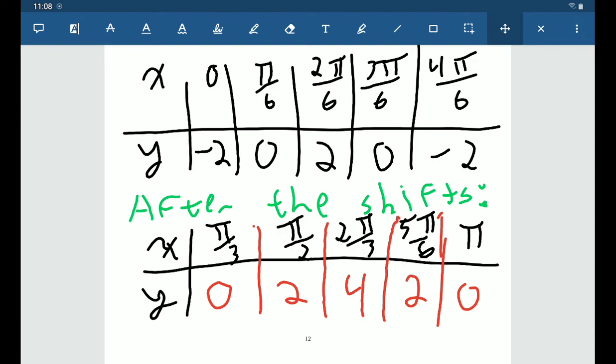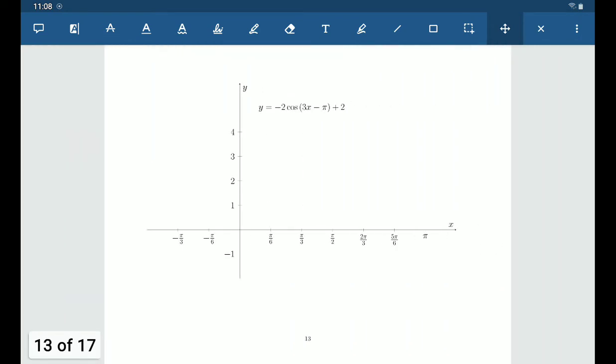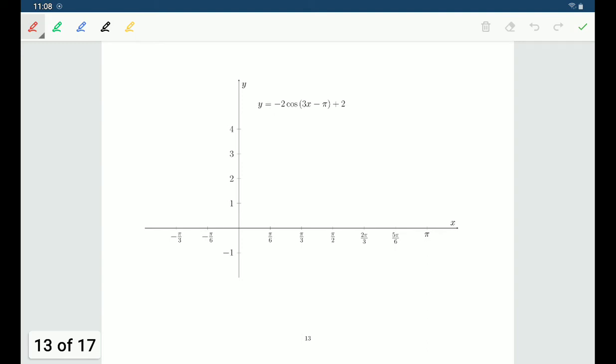So we will get our x-axis set up, we'll plot our points, and then we will see what we get. So I have my x-axis set up, and we had that our first point was at pi over 3 and 0, then pi over 2 and 2, 2 pi over 3 and 4, 5 pi over 6 and 2, and pi and 0. So we have one cycle of our graph. We'll make the little dots more apparent. There we go.